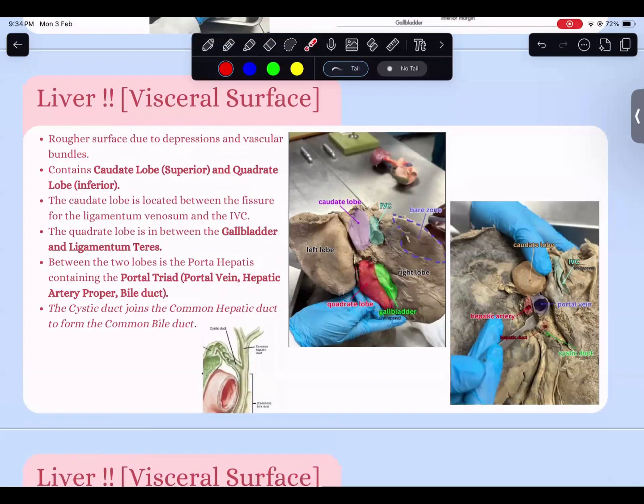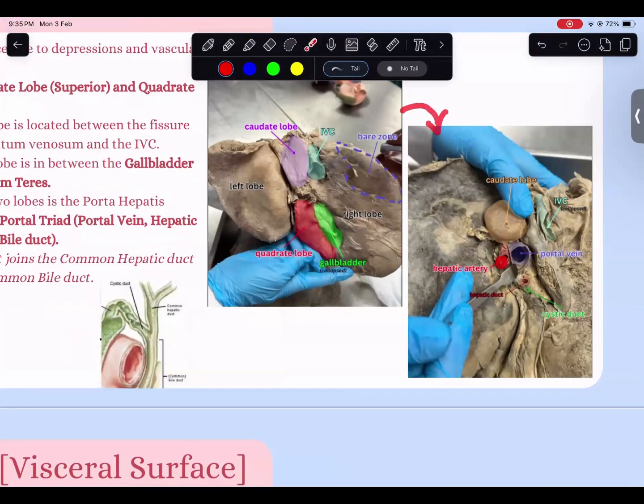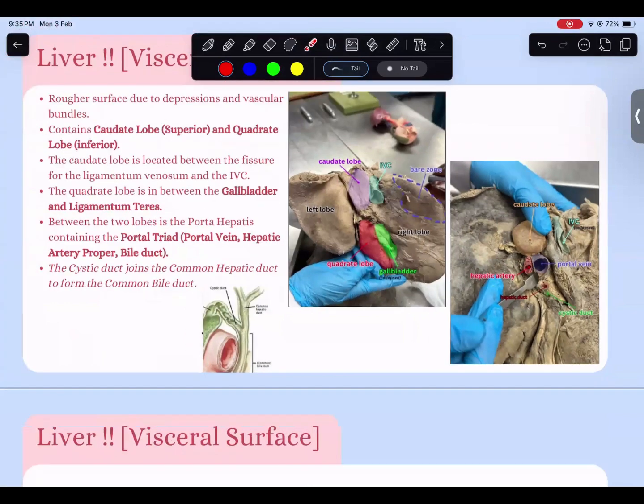Okay, between the two lobes you have the portal triad, with the abbreviation DAV, so you can remember what the triad has. So there's the portal vein, there's the hepatic artery proper, and then there's the bile duct. The cystic duct joins the common hepatic duct to make the common bile duct. So there's going to be a left and right hepatic duct that makes the common hepatic duct, and then the cystic duct comes out from the gallbladder, and the cystic duct and common hepatic duct together make the common bile duct. This is just a zoomed in version of the portal triad to illustrate it better for you guys.